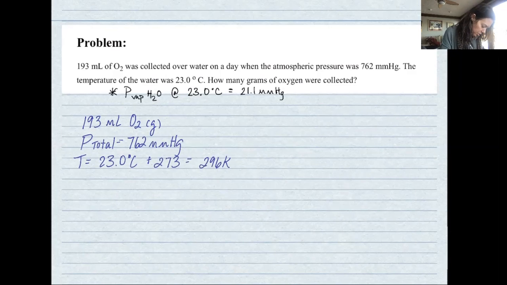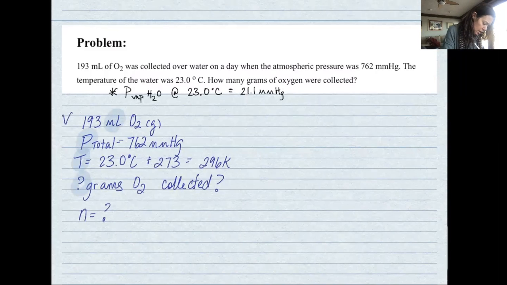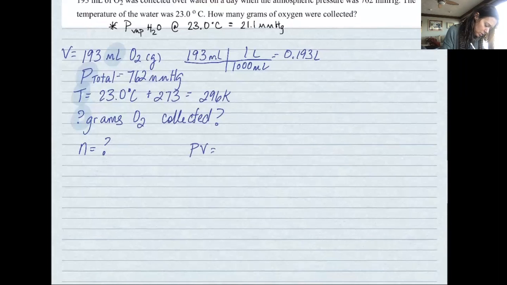How many grams of oxygen? Okay, so what I have here is a volume, a pressure, a temperature. I need grams. I must need to solve for moles, and then I can convert my moles to grams. This is a volume, it's 193 milliliters. I see that I will need to use my ideal gas law. So I must convert my milliliters to liters, and that's 0.193 liters. So let's go PV equals nRT.